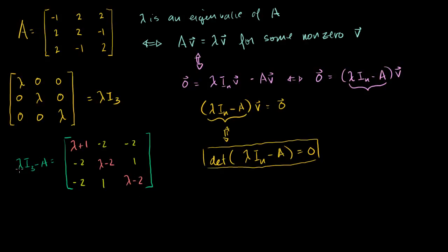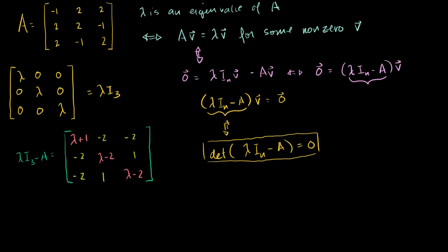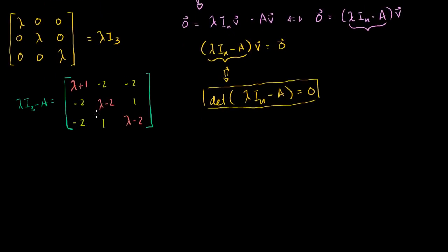So lambda is an eigenvalue of A if and only if the determinant of this matrix right here is equal to 0. So let's figure out its determinant. And the easiest way, at least in my head, to do this is to use the rule of Sarrus. So let's use the rule of Sarrus to find this determinant. So I just rewrite these rows right there. I could just copy and paste them, really.